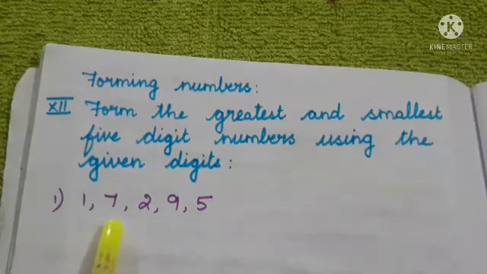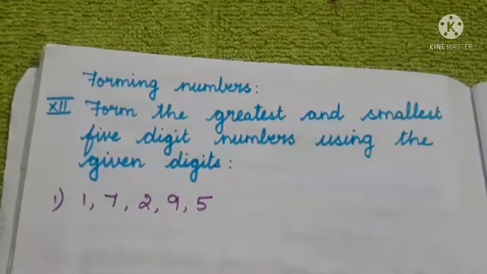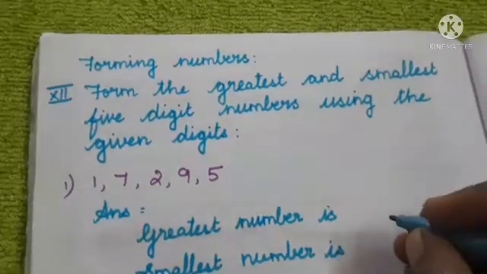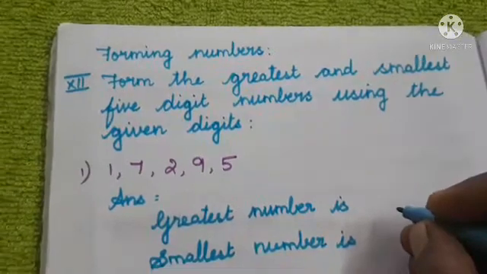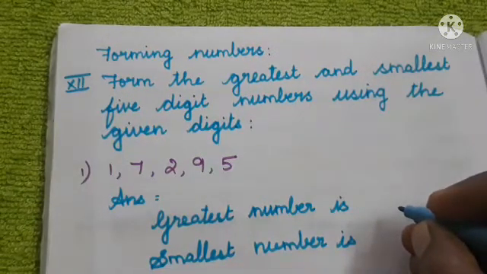Total we have 5 digits, so no problem. We have to form a 5 digit number only. So how to write it? We can write the answer as the greatest number. Listen, what are the digits we have? 1, 7, 2, 9, 5.